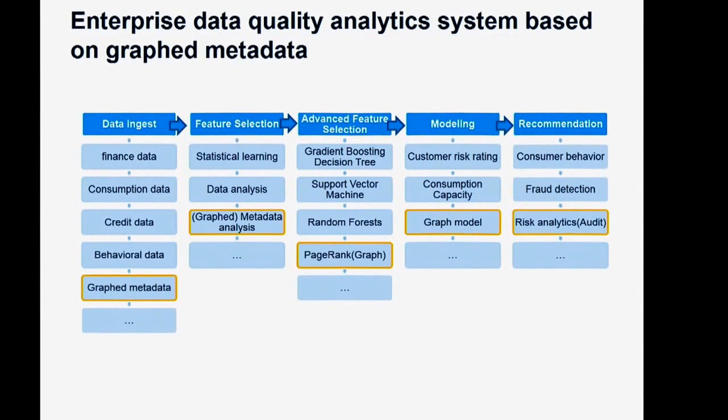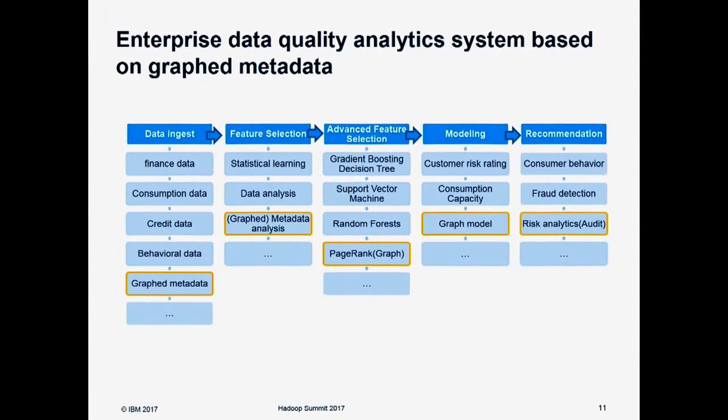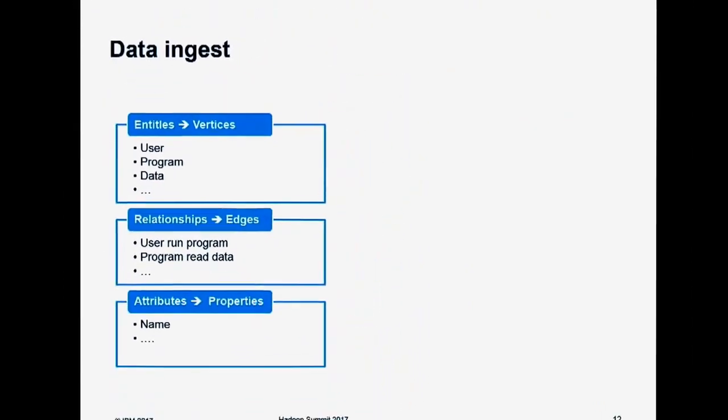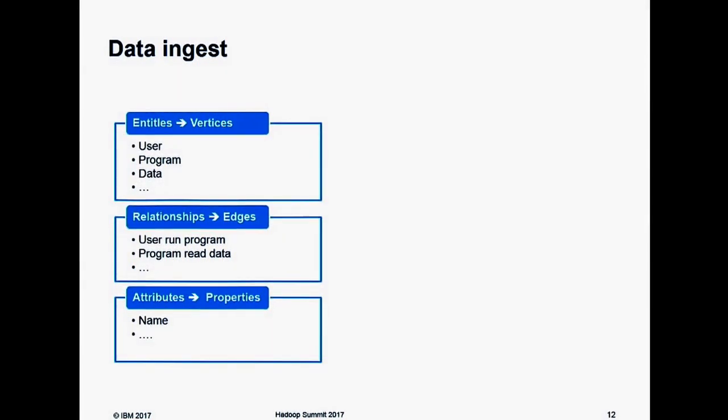Firstly, we will ingest the metadata into the graph database, and then do feature selection by using the query native in the graph, and do some advanced feature selection based on the algorithms provided by the graph, and then do modeling. We can associate the graph data and other data from other systems, and then we can have a business recommendation for the company. So I will show you the steps one by one. Okay, this is the data ingest.